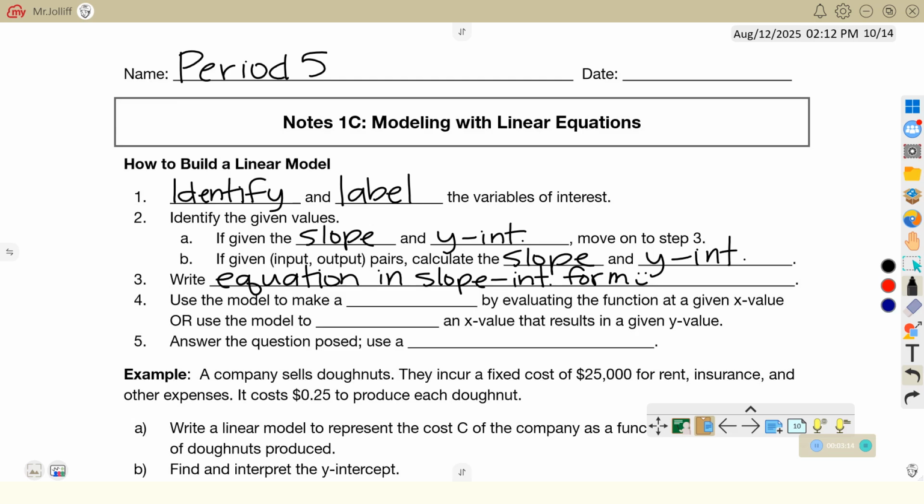And those usually come in two flavors. First, they're going to give you an x value, meaning you know what x is, and they want you to predict the y value that goes with it. You're going to make a prediction. Take the x value, shove it into the equation you just wrote, calculate the y value that comes out.